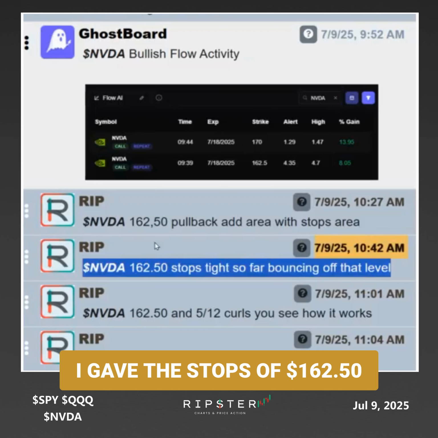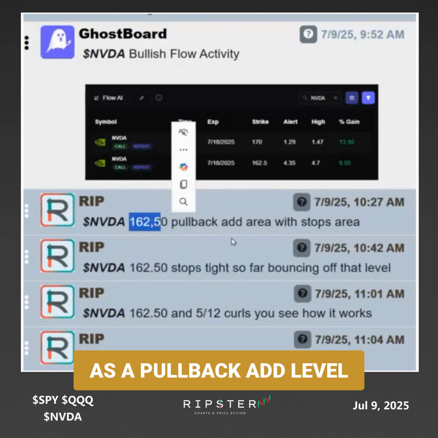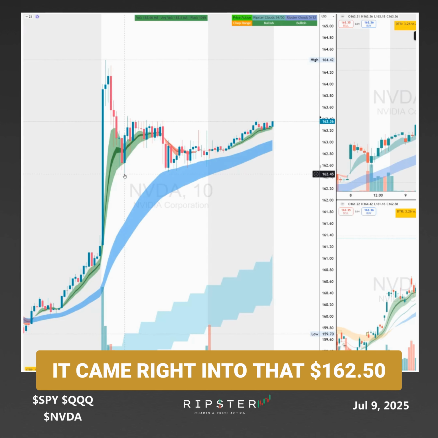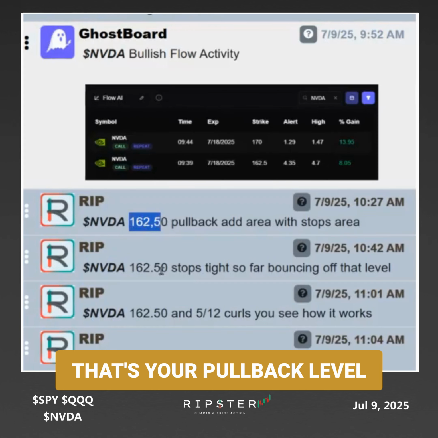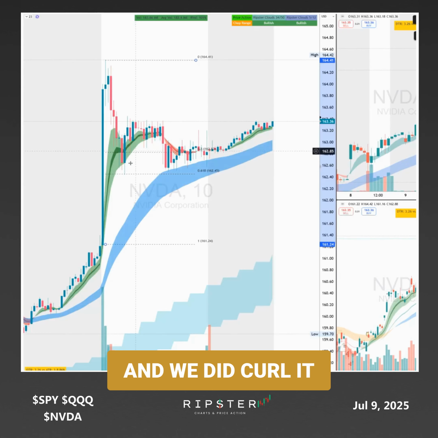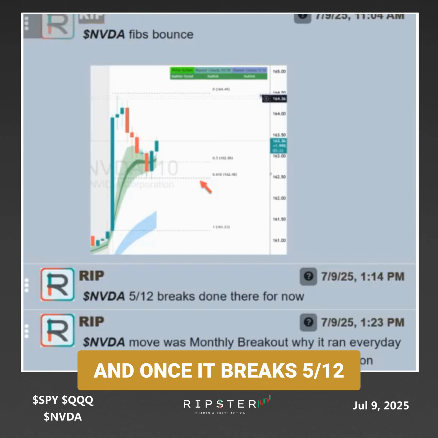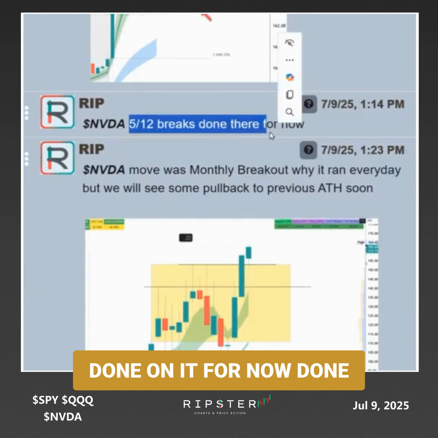Then what happened? Well, I gave the stop of 162.50 as a pullback add level. You can add at that. And look here, it came right into that 162.50 and bounced from here. But the seller was big. We did have a level, 165.50. That's your pullback level, that's your stop. That's where you can call it, and we did call it. But after that, it did nothing. Once it broke 512, I told the traders exit. Done on it for now. Done. So that was Nvidia.